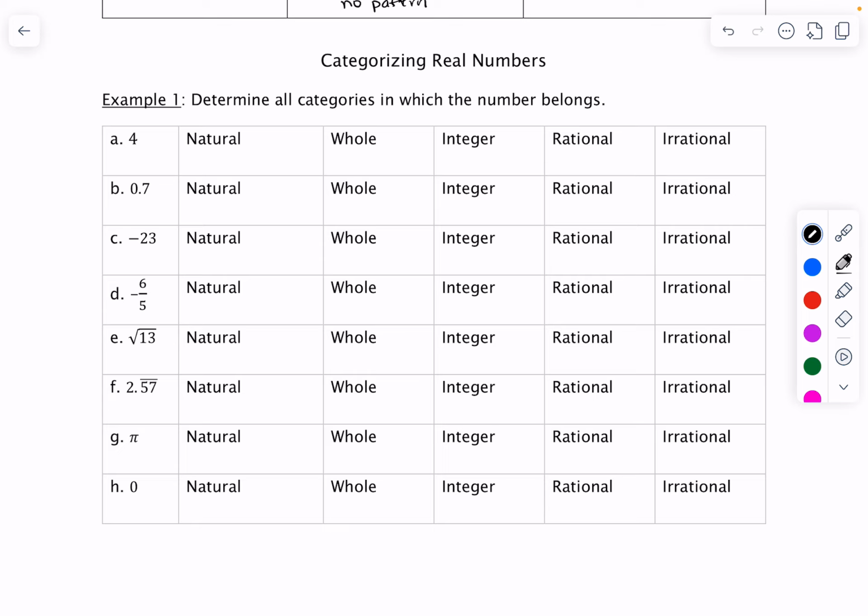So for example, A has the number 4. Can we count 4? Was 4 a counting number? Sure, 1, 2, 3, 4. So that's going to be considered natural. And you can circle these or underline these, whatever works for you.